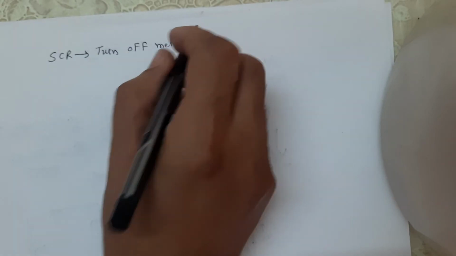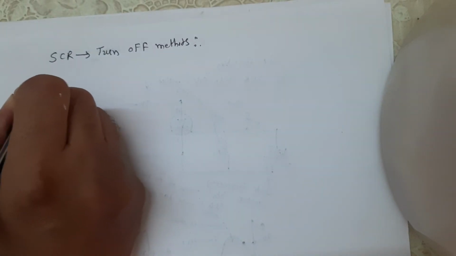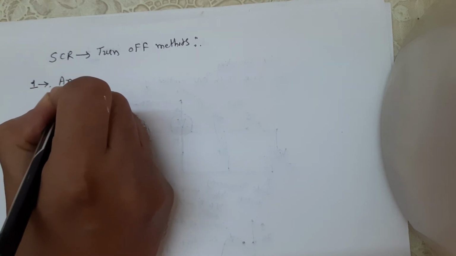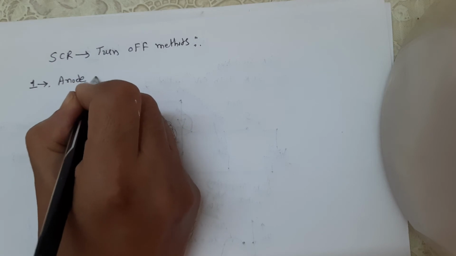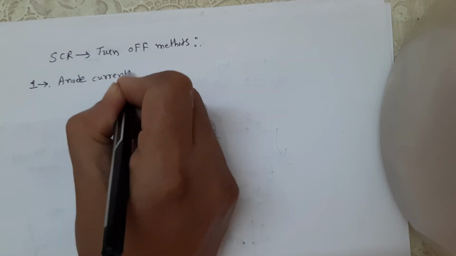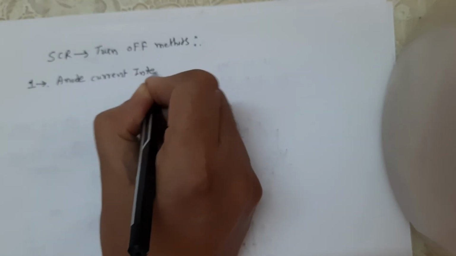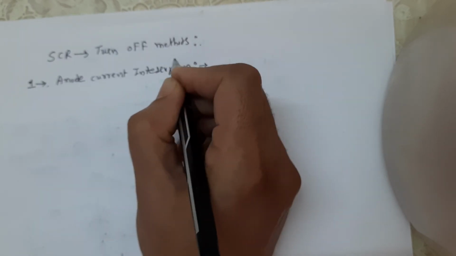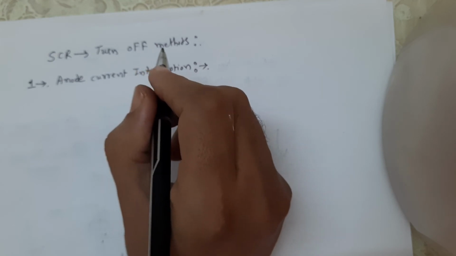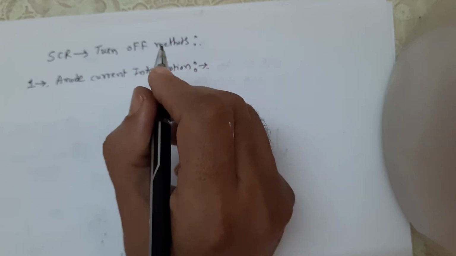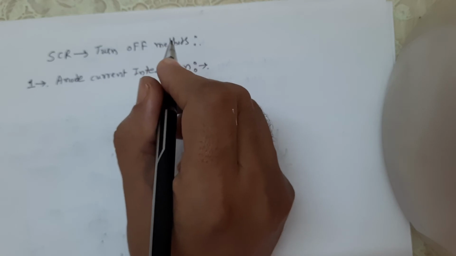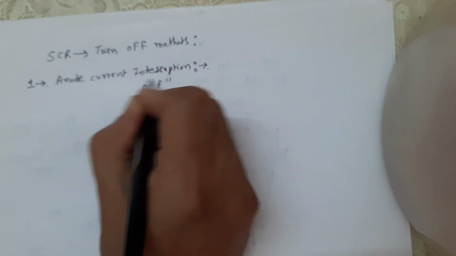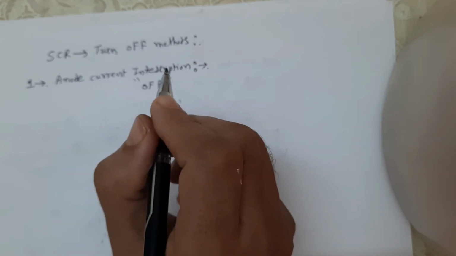The first method of how to turn off the SCR is anode current interruption. What is inside this method? When the anode current is reduced below the minimum value, which is known as the holding current, at that time the SCR is turned off.